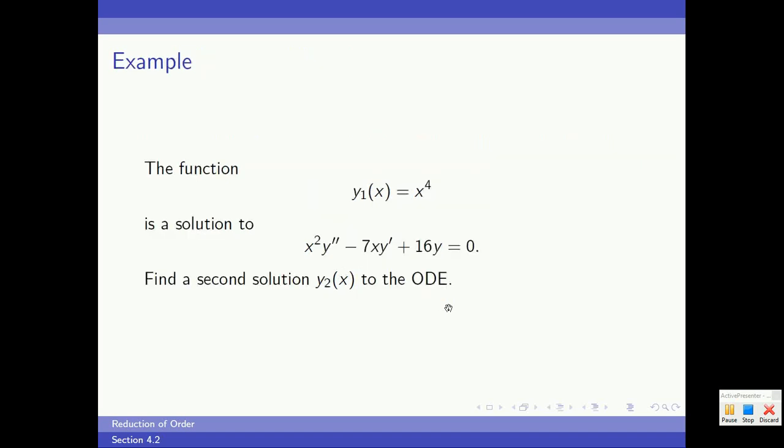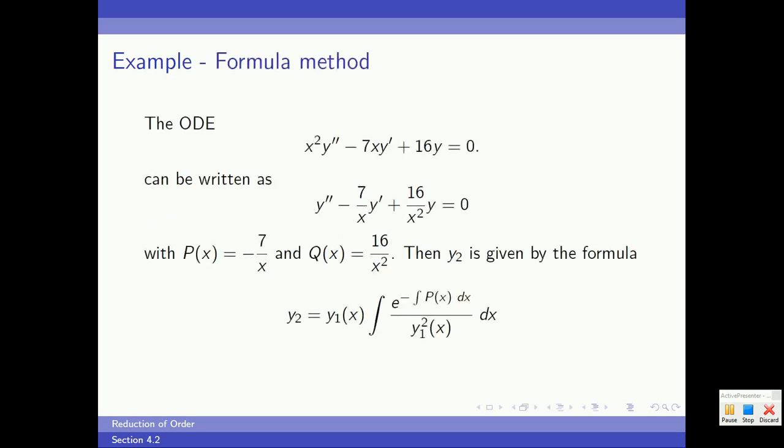So let's assume that we know that y1 equals x to the fourth is the solution to this differential equation. We want to find a second solution, y2, using the formula. Okay, so here we rewrite this. We divide everything so that this coefficient is 1. So we divide everything by x squared.